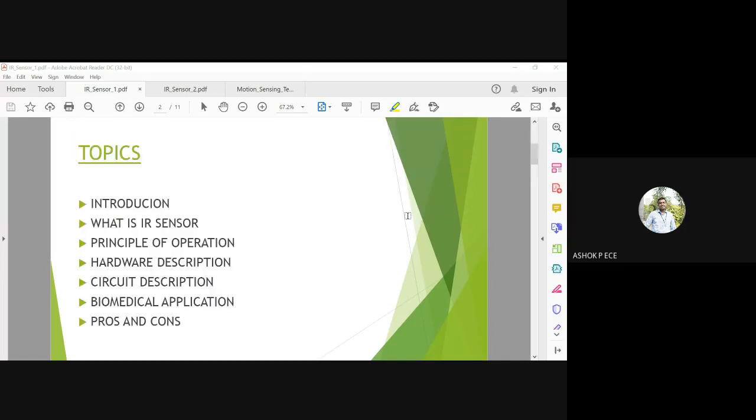Okay, in this slide we will see the introduction, what is meant by an IR sensor, how an IR sensor is going to work, the hardware description of the IR sensor, the circuit description, and mainly in what biomedical application I'm going to use this IR sensor, and the pros and cons of this IR sensor. What about the accuracy and what about the other merits and demerits of this IR sensor?